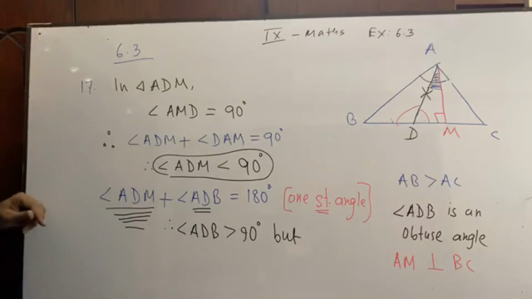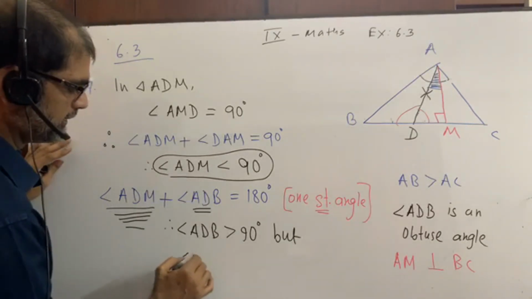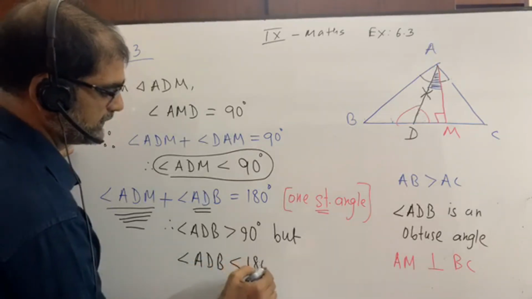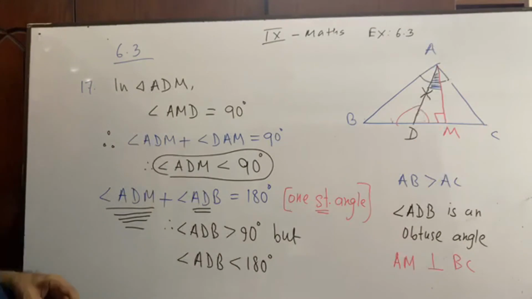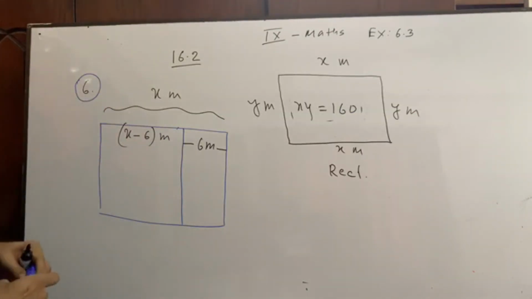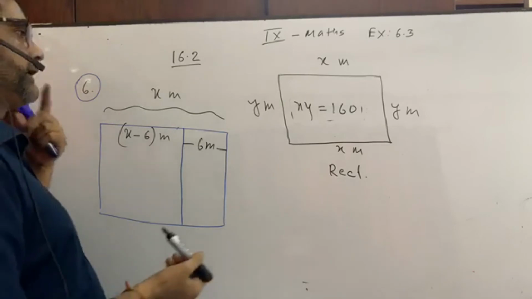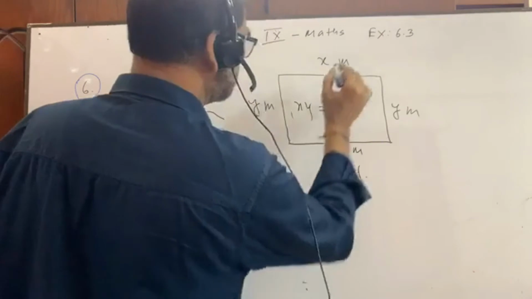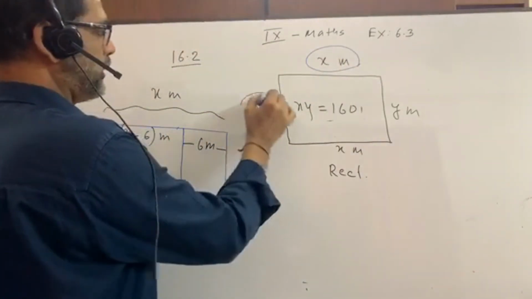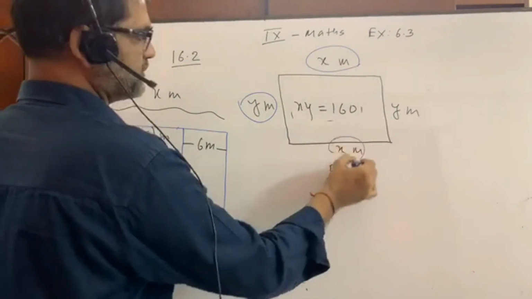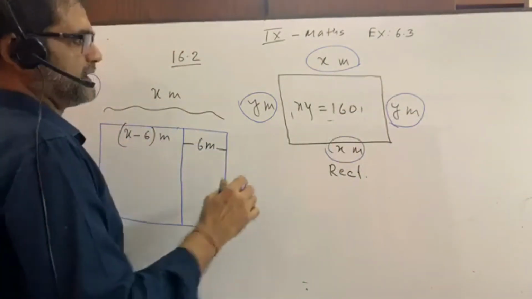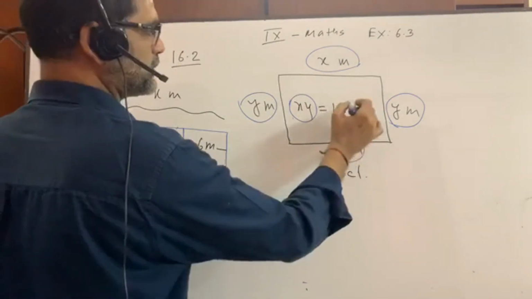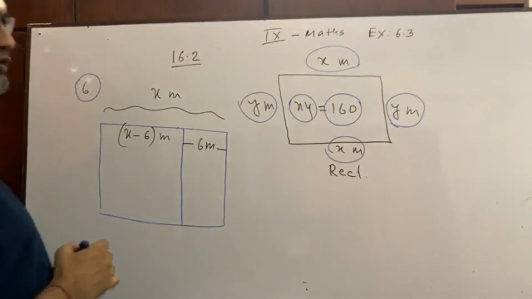Its limit is less than 180, but angle ADB is less than 180 degrees. You see here in question number 6, we were given the length is x meter and the breadth is y meter. So what is its area? Area is xy, and it is given in the question that the area is 160 square meters.